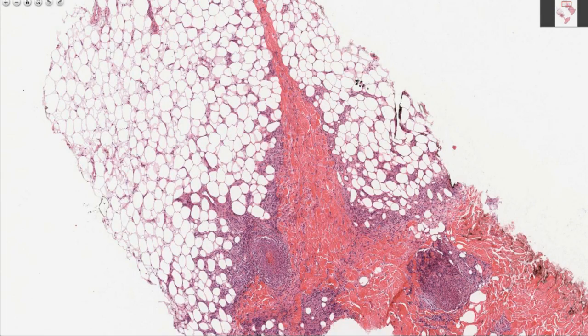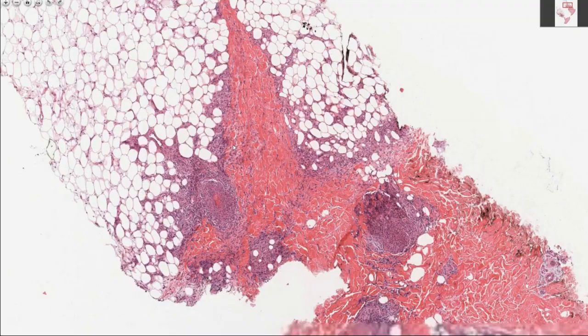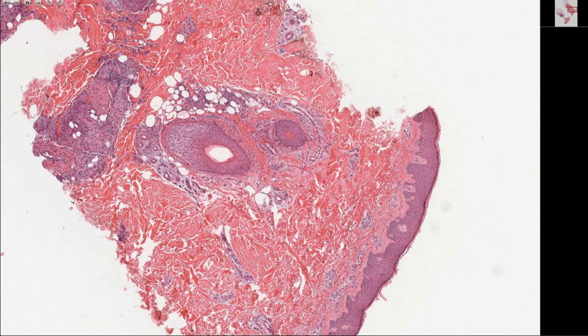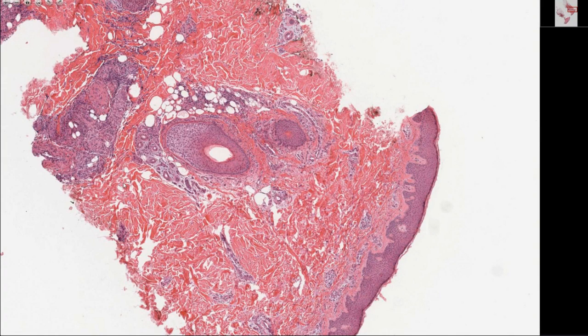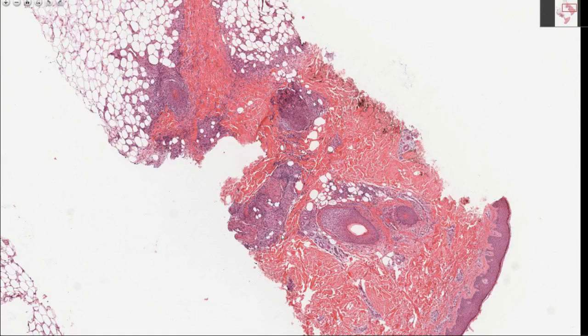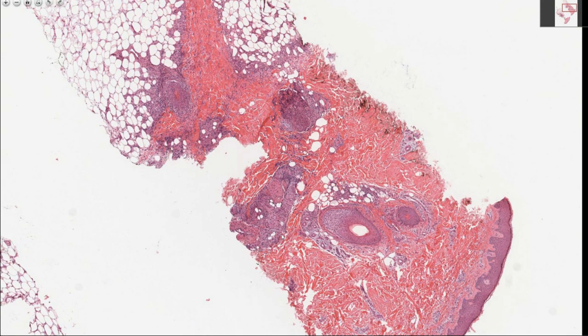Could it be microscopic polyangiitis? I don't see involvement of the superficial small vessels. So our favorite diagnosis in this case might be polyarteritis nodosa. And as a secondary step, we'd confirm by showing absence of ANCA positivity by serology. So that was the diagnosis in this case.